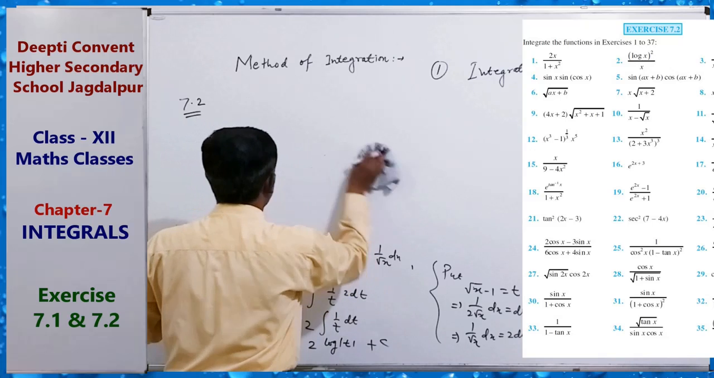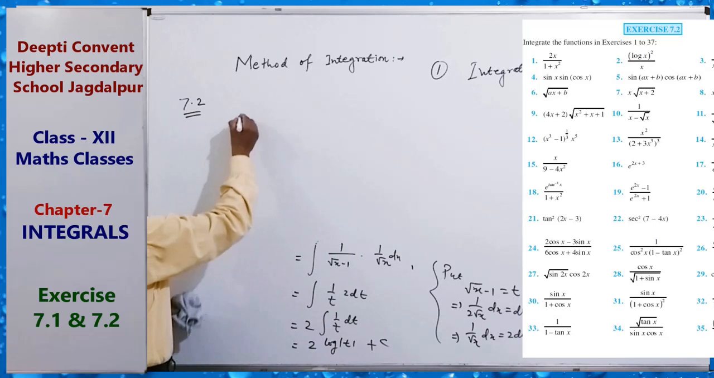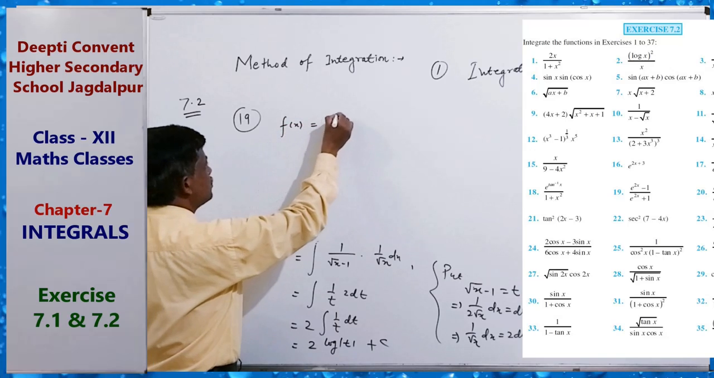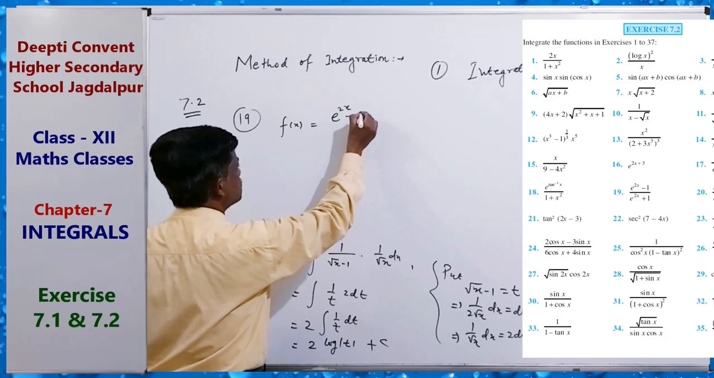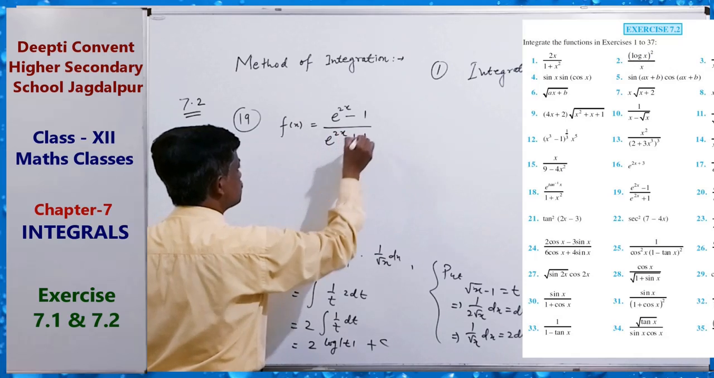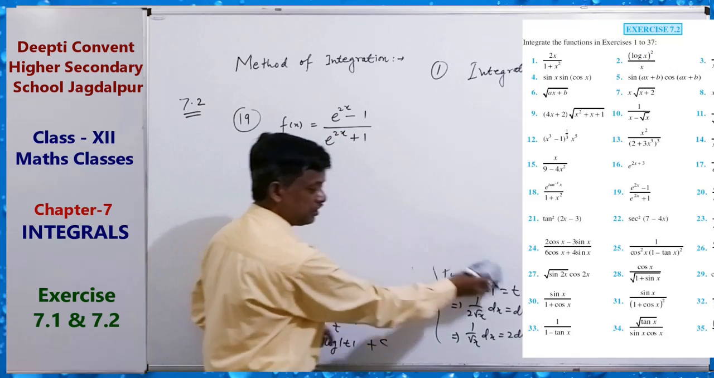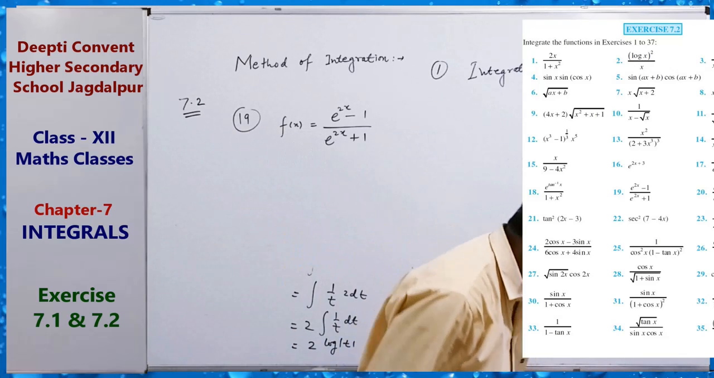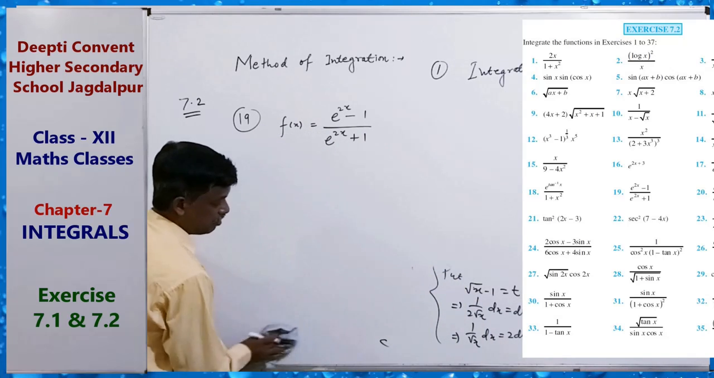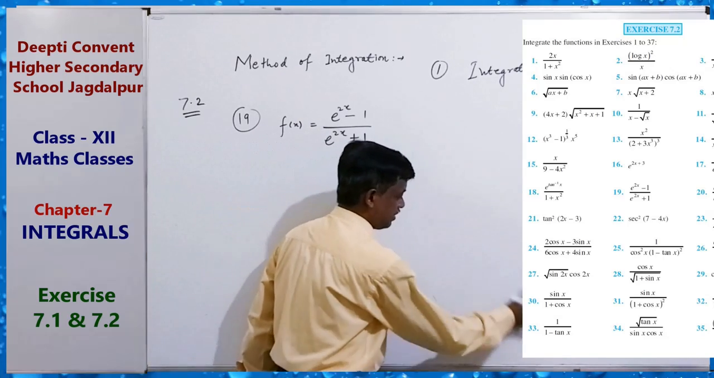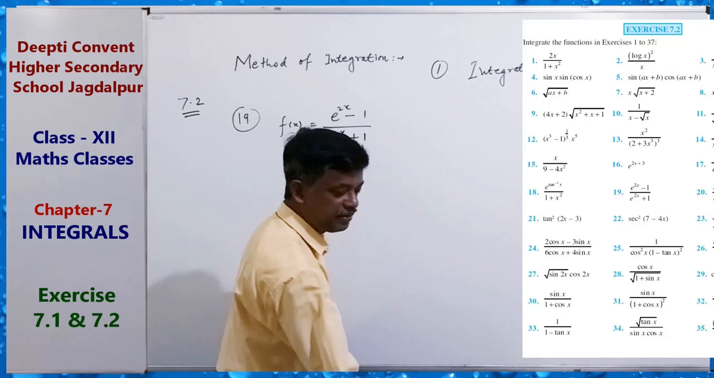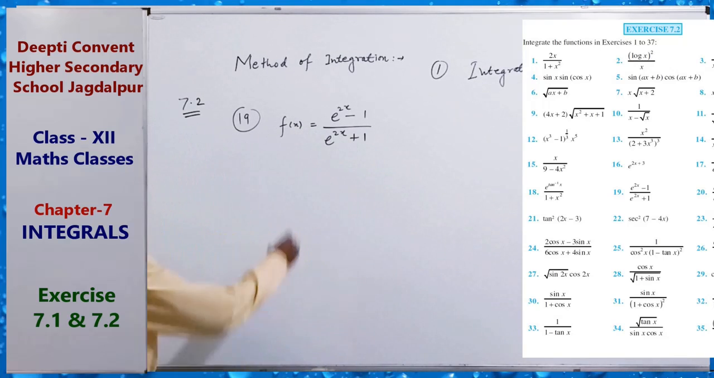Question 19 is important. Here question 19 is: f(x) equals e to the power 2x minus 1 upon e to the power 2x plus 1. This is the given function in question 19. How can we solve it? Integration.